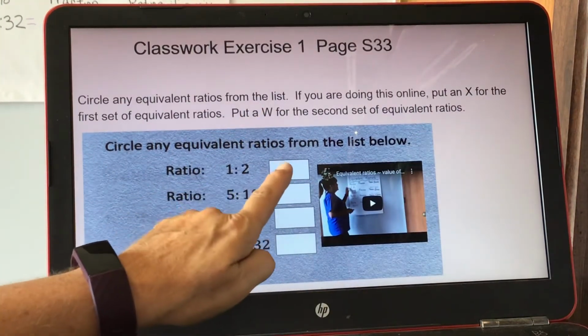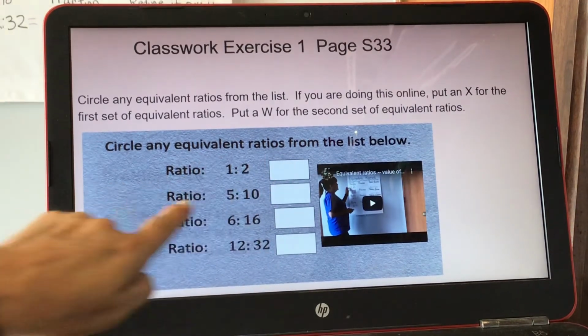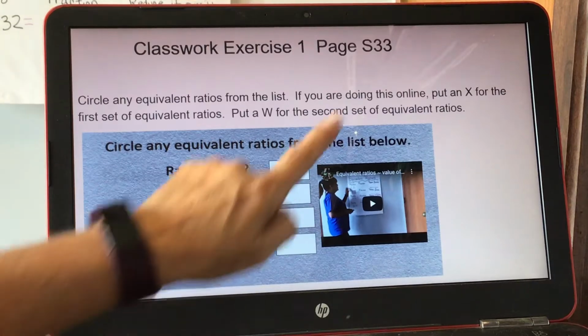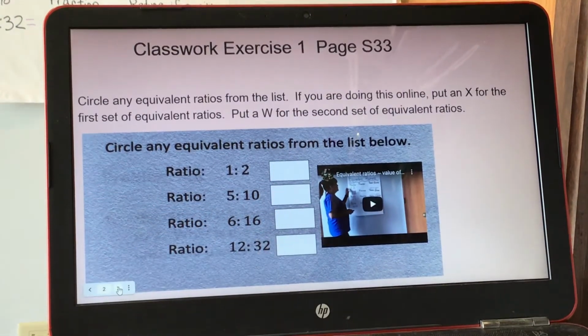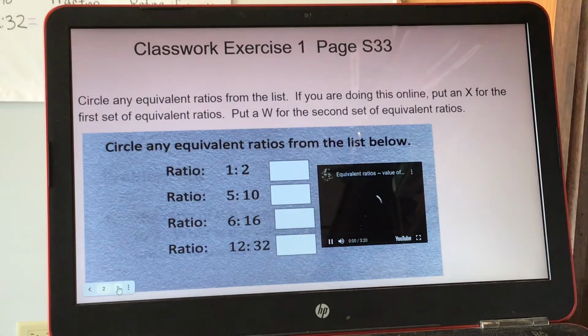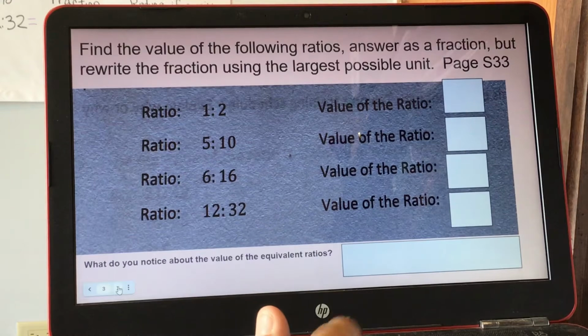If you do not have the workbook and you're working from home, you would put a WW, meaning these two are equal. I'm sorry, XX and then WW, so that they were equivalent. So I'd know which ones you wanted to include.